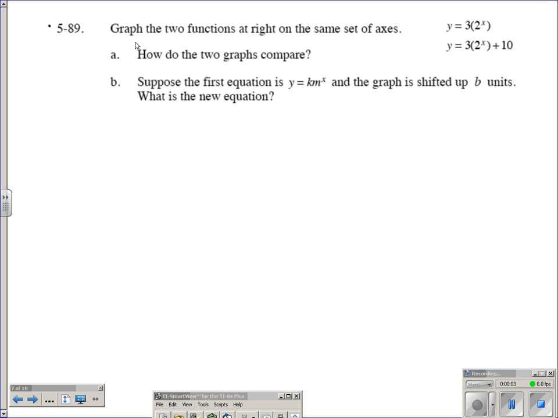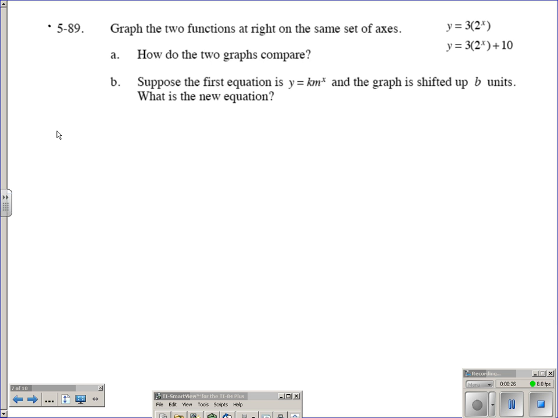Problem 5-89. Graph the two functions at right on the same set of axes. How do the two graphs compare? Then letter B, suppose the first equation is y equals k times m to the power of x, and the graph is shifted up b units. What is the new equation?